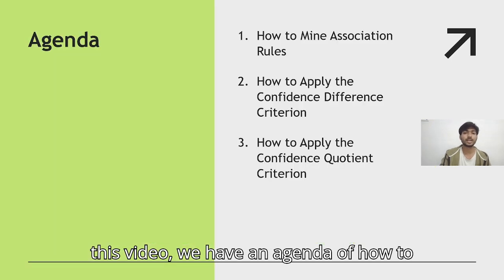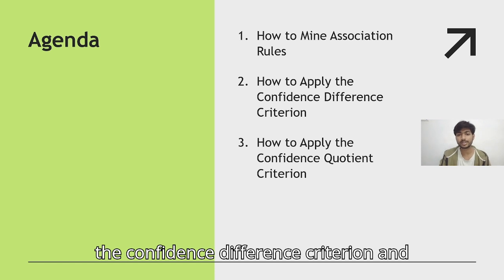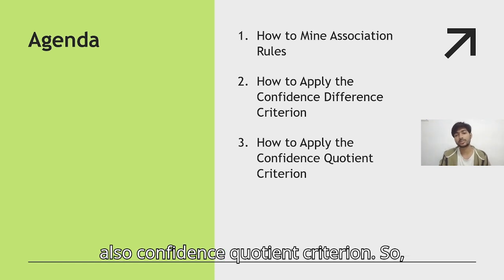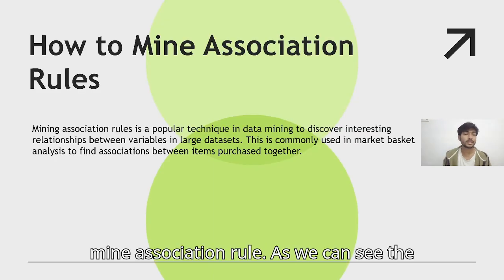In this video we have an agenda of how to mine association rule and how to apply the confidence difference criterion and also a confidence quotient criterion. So let's look at this. So firstly we have mine association rule.